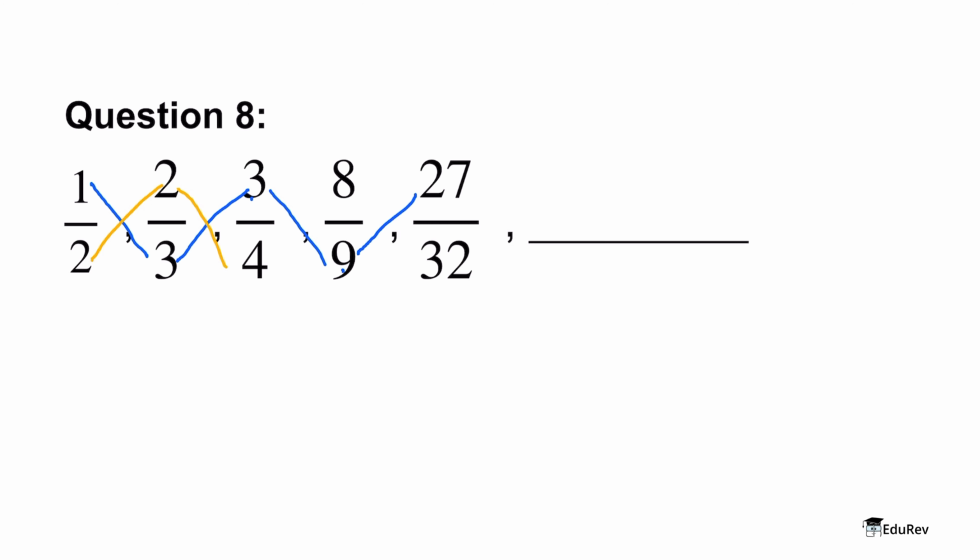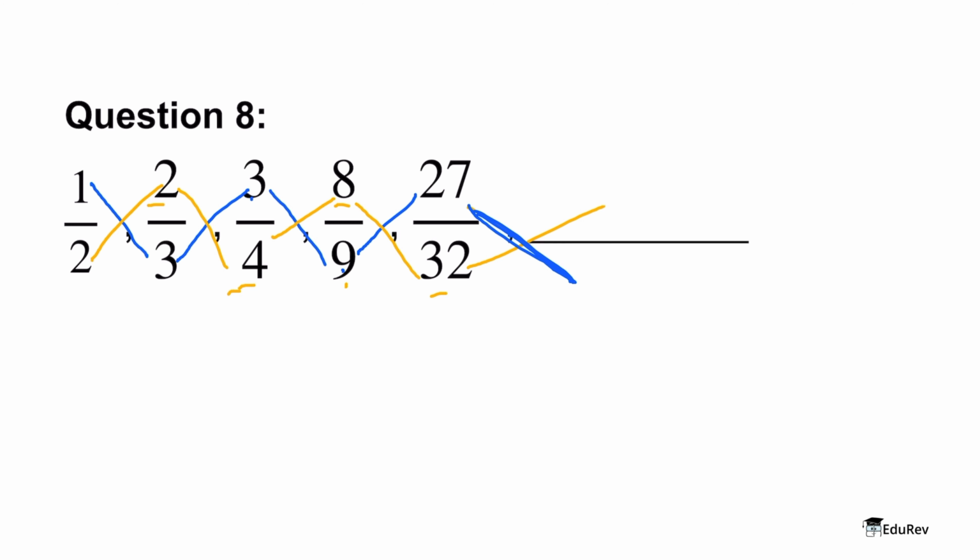2 into 2 gives us 4. 2 into 4 gives us 8. 4 into 8 gives us 32. Now for the next, what we have to do? 8 into 32 will be the right answer here for the numerator. And for the denominator, what we have to do? 9 into 27 will give us the denominator.